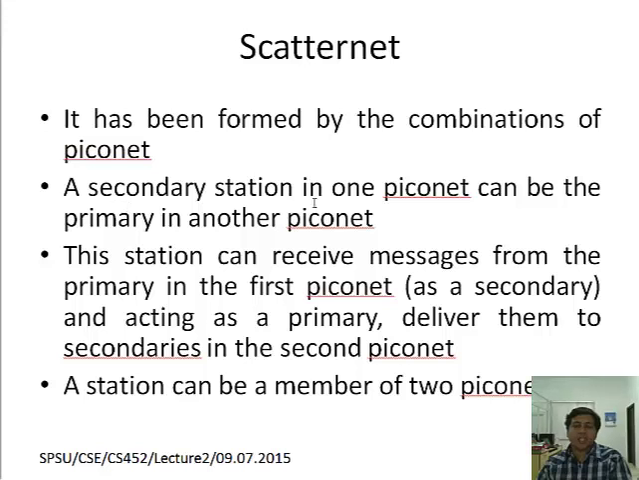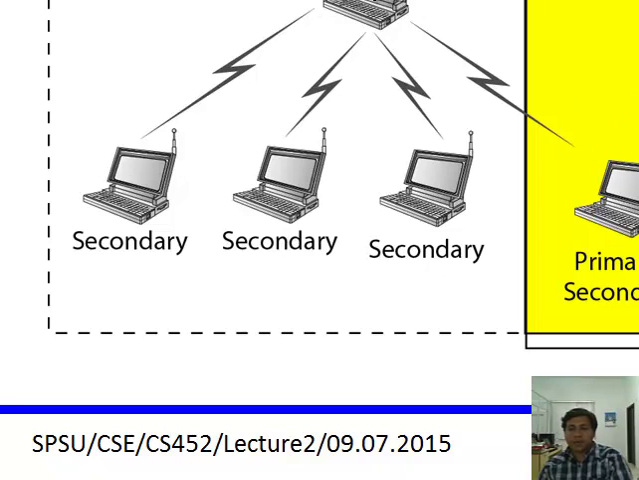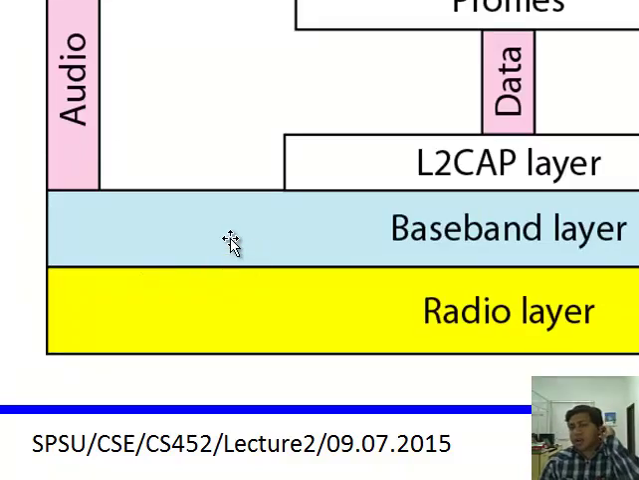Now we have already discussed scatternet. In a scatternet, small piconets can be connected with each other using the bridging slave. A station in such cases can be a member of two piconets, and when small piconets are gathered together, there is a formation of a scatternet. You can see that a station can be primary and secondary for different networks. This can be primary for this one and secondary for this one, depending on the network. So we can have different network structures. Now this is about different topologies.